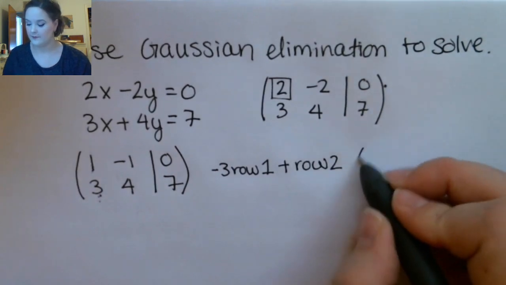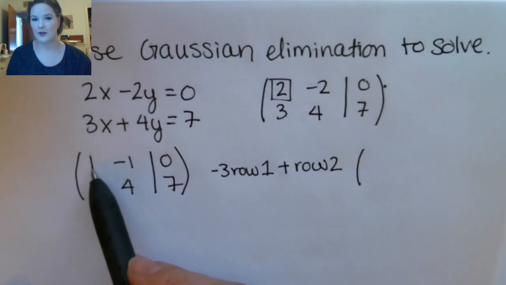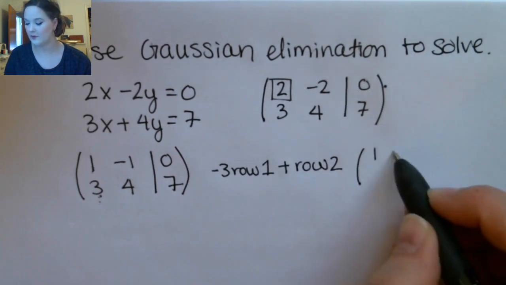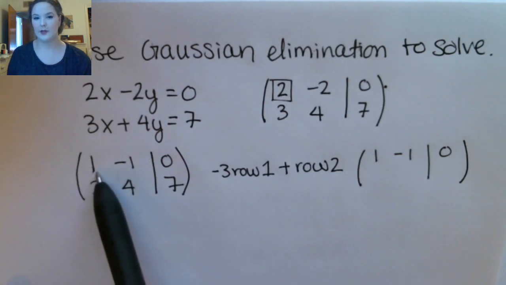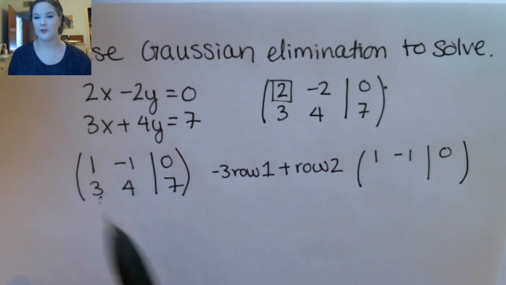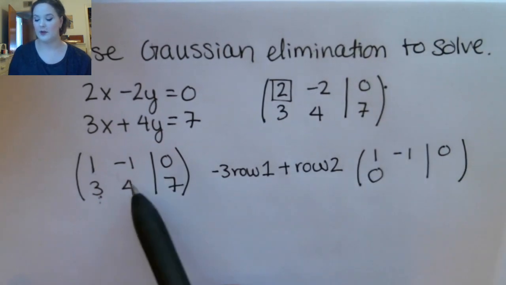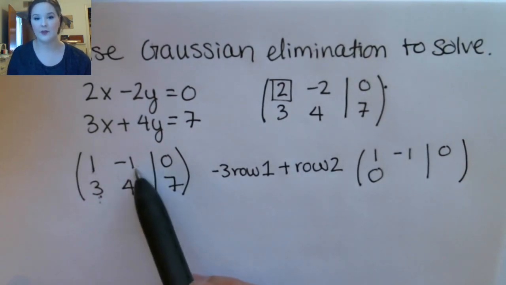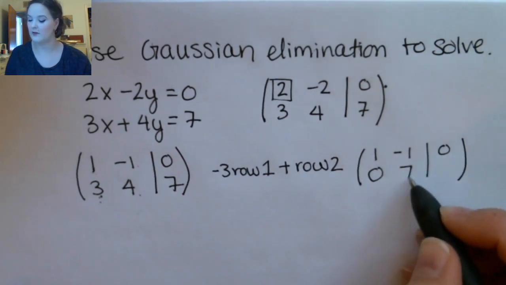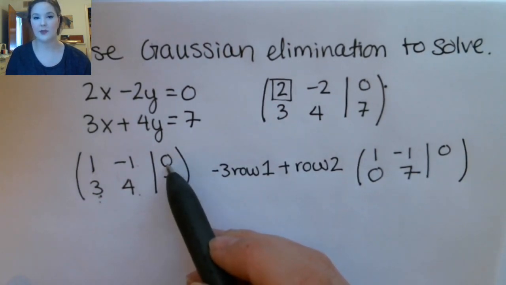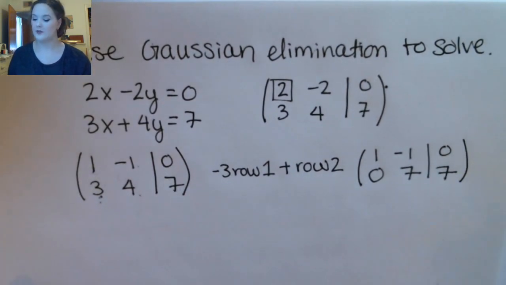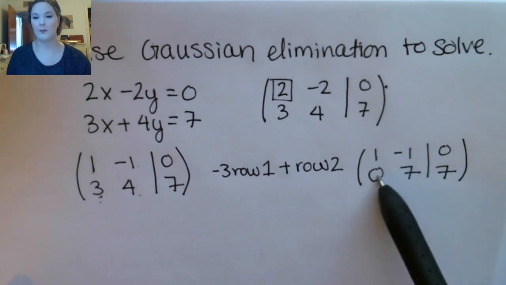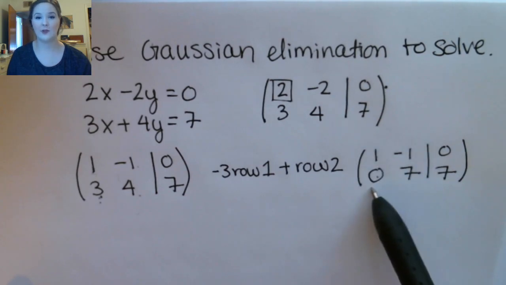I'm not going to change my first row at all, so I'm just going to copy that down. So -3 times 1 is -3, plus 3 is 0. -3 times -1 is +3, plus 4 is 7. 0 times -3 is 0, plus 7 is 7. So now I have my diagonal entry as a 1, and below my diagonal is a 0. That means I'm done with this first column.